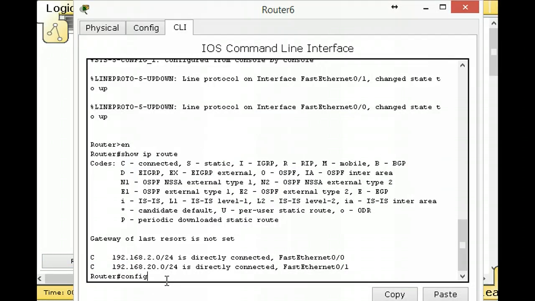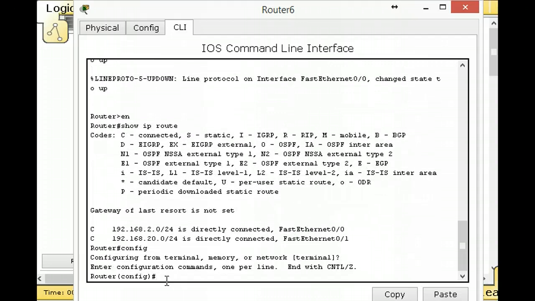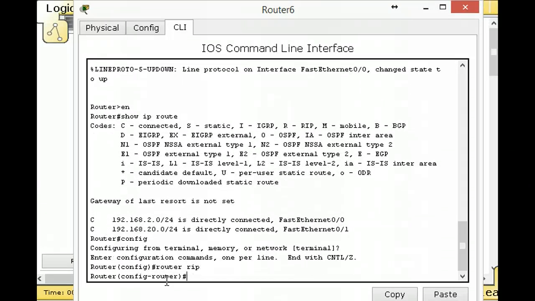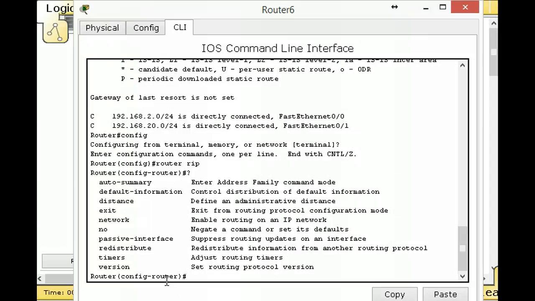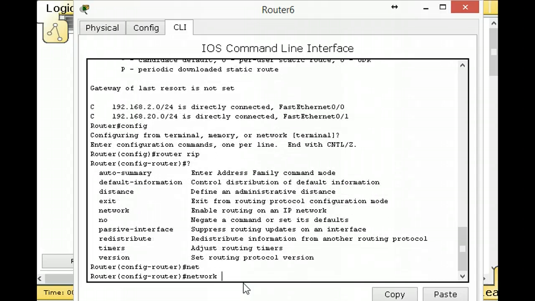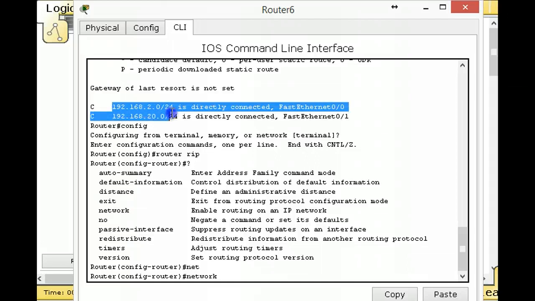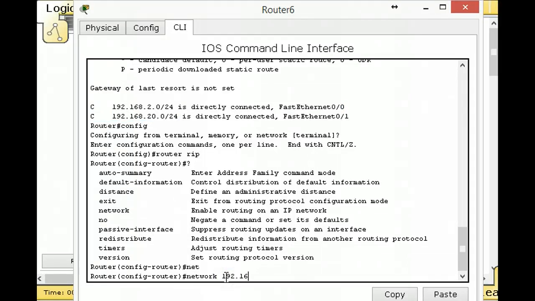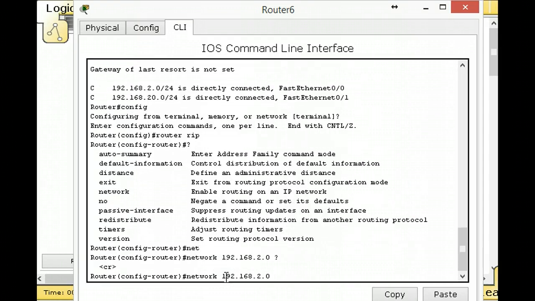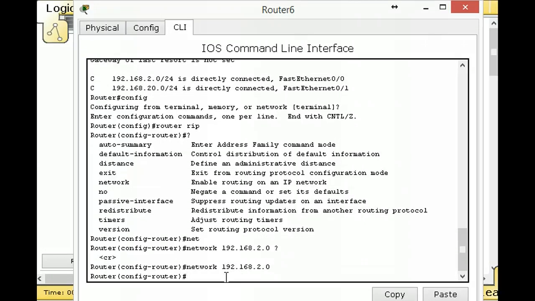So now we can go into config mode, configure terminal, and then we'll type router RIP. The only thing that we're going to do here is tell it which network to do. We have a number of things that could be configured here, but we're going to advertise networks, and the networks we're going to advertise are the ones up here, the 2 network and the 20 network. So 192.168.2.0, and the only thing that's available after we do that is the carriage return, which means we can't put the subnet mask in.